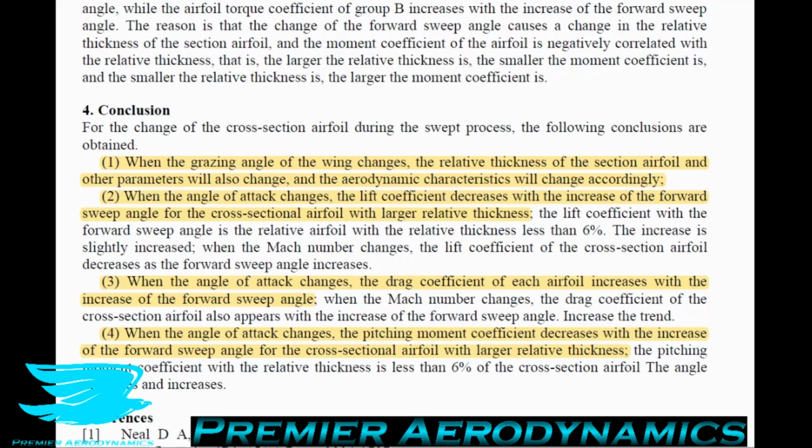Point 3, when the angle of attack changes, the drag coefficient of each airfoil increases with increasing forward sweep angle. And point 4, when the angle of attack changes, the pitching moment coefficient decreases with increasing forward sweep angle for cross-sectional airfoils with larger relative thicknesses. So this is a very robust way of looking at it. Instead of thinking about the sweep angle, you look at the effect that the sweep angle has. So you can now relate this back to any sweep angle, as long as you know what the effect of the relative thickness is, which is just a geometric parameter.